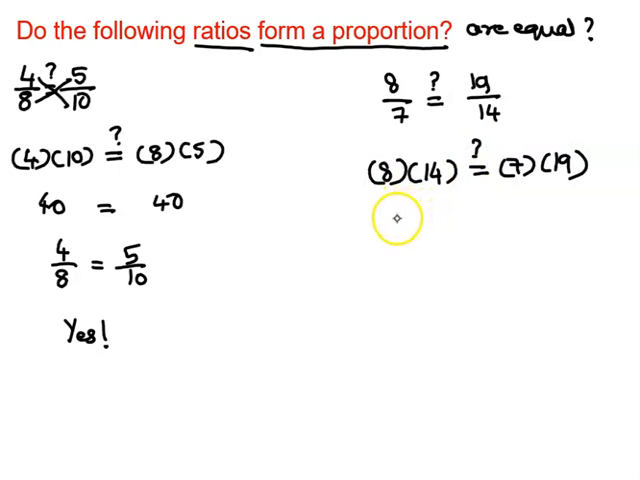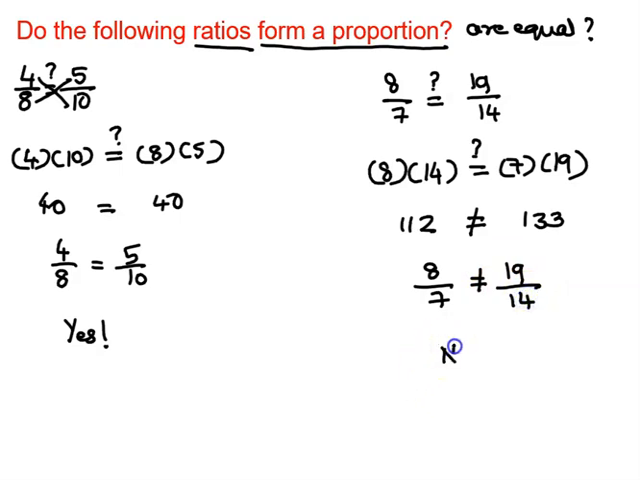Multiplying, 8 times 14 is 112. 7 times 19 is 133. And clearly they are not equal, which means the ratios are not equal. And that means they do not form a proportion.